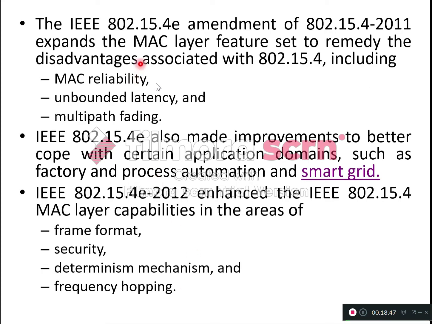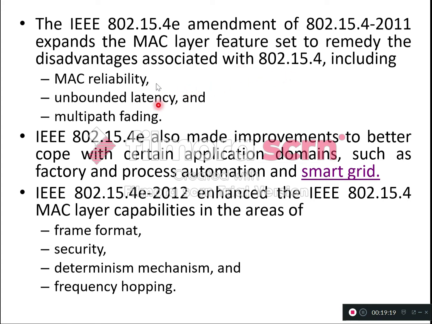The IEEE 802.15.4e amendment of 11 version expands the MAC layer feature set to remedy the disadvantages associated with the previous version, which is 802.15.4. So what this E version is doing is making an amendment by expanding the MAC layer feature to take off the drawbacks which are there in the previous version, which is 802.15.4.